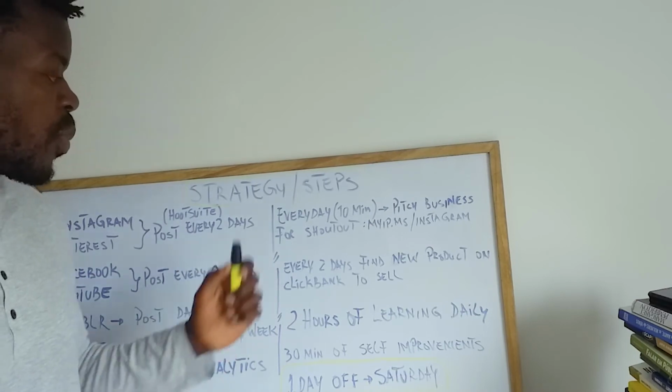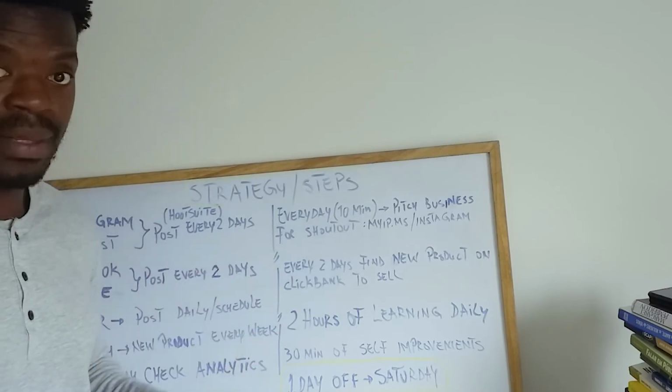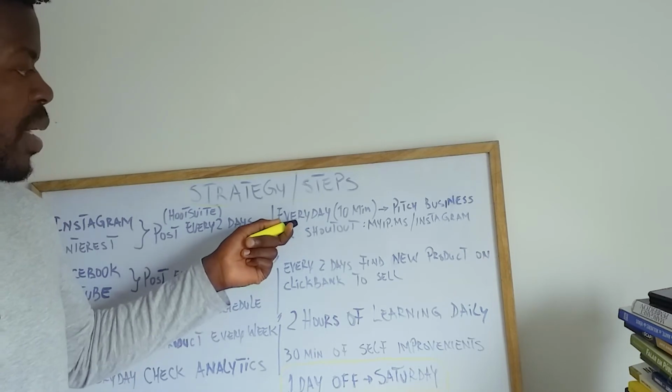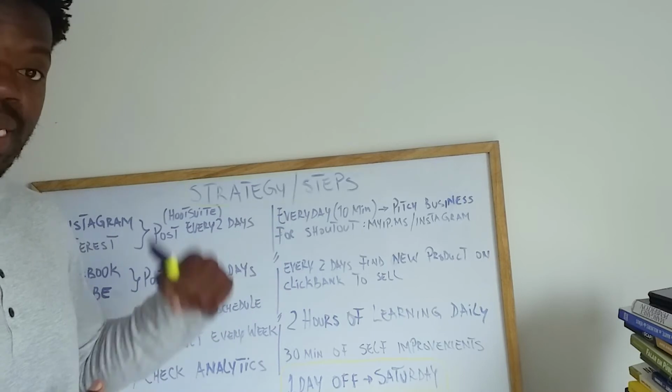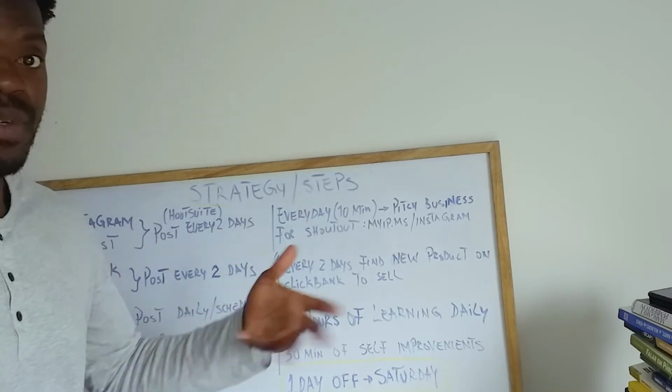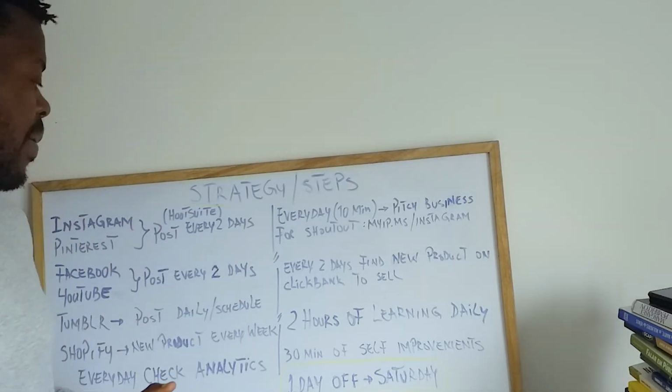Every 2 days we're going to find a new product on ClickBank to sell. Here we're going to sell other people's products, and we're going to get a commission for every sale that we make.